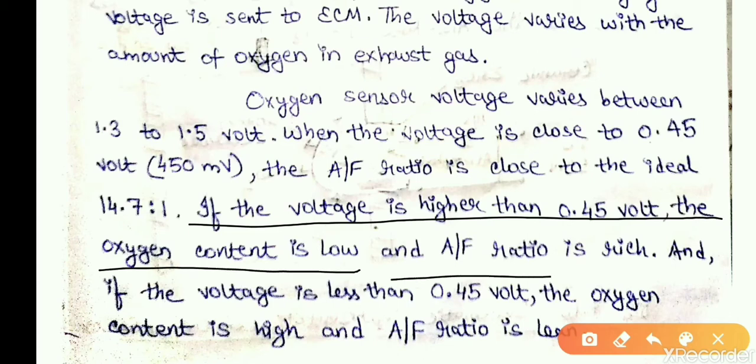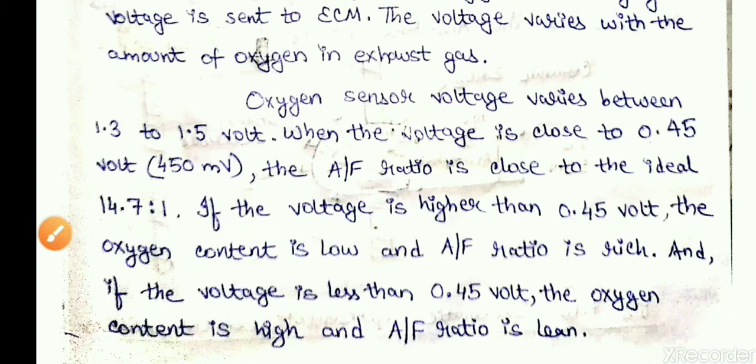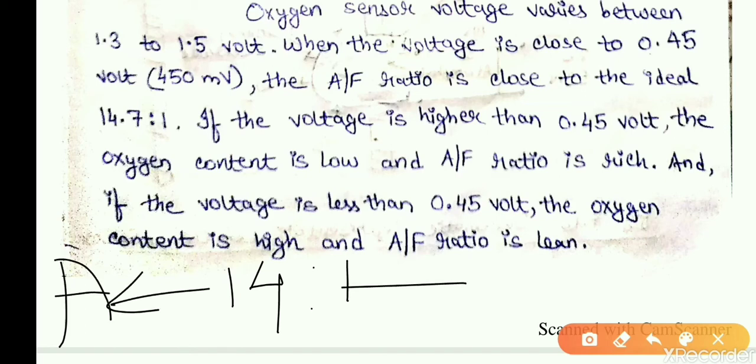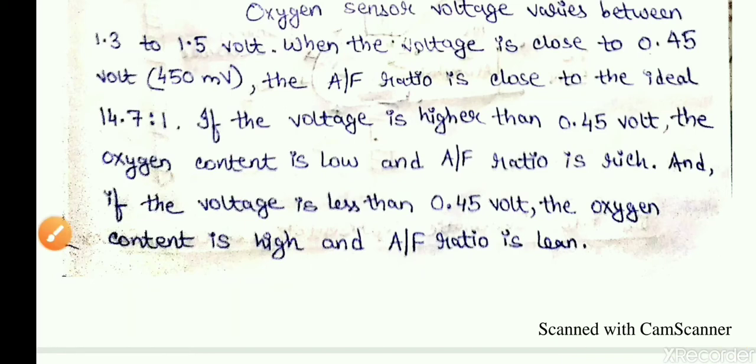Next comes, if the voltage is higher than 0.45 volt, the oxygen content is low and the air fuel mixture is rich. That means the new air fuel mixture must be less than 14. This is the approximate value. Okay, this much is the air particle, and this part is the one part of fuel particle. So below these are all rich mixtures. That means the air content, the oxygen content, is low as compared to the fuel ratio.